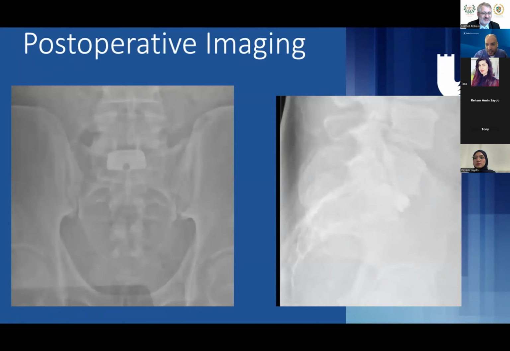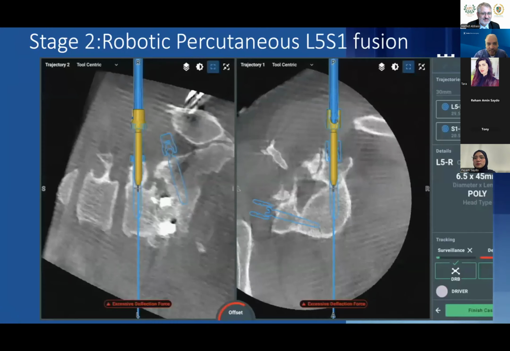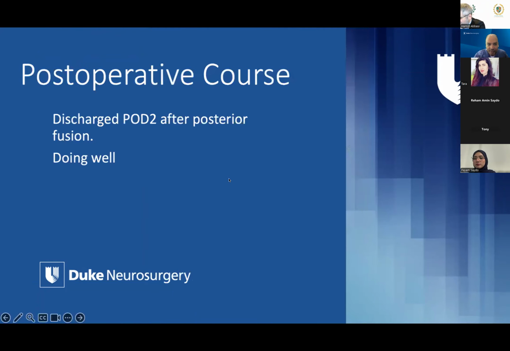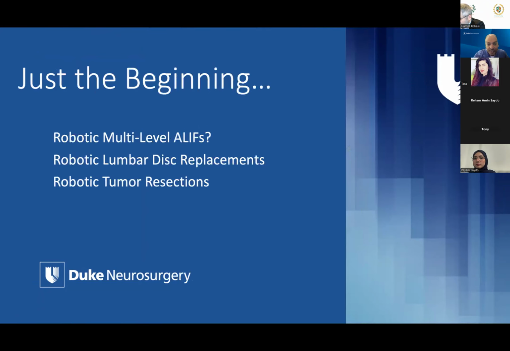And you can see here we got very good post-operative imaging. And then we put the screws in using the robot posteriorly. We didn't have to do indirect decompression because his radiculopathy had gotten better. And you can see here now it's just a very small incision for that ALIF. I think this is just the beginning. Hopefully in the next few months, we'll start doing multi-level ALIFs as well as robotic disc replacements. And I think the real future is in robotic spine tumor resections.